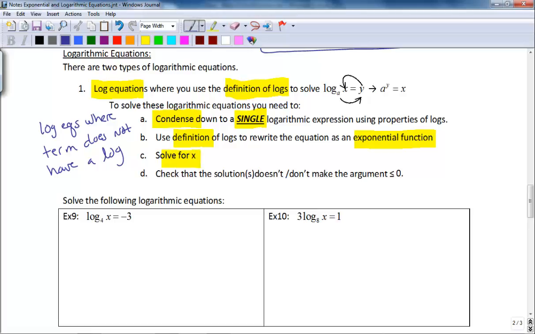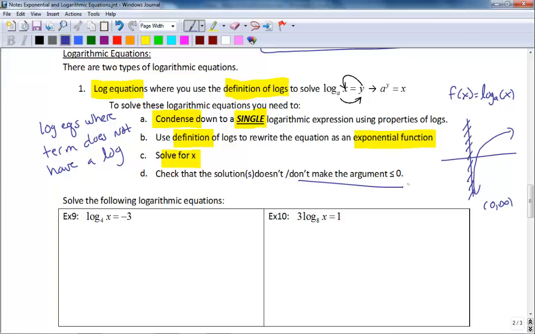And this all comes about from the domain of logs. Recall, logs look like this. If you have f of x equal to the log base a of x, when you graph this, remember it had a vertical asymptote here at x equals 0, and they looked like this. Well, recall that the domain of these functions was 0 to infinity. So x couldn't be a number less than 0. It can't even be 0. 0 is not included in my domain. So that's why you always have to check that your answers don't make the argument something that's less than or equal to 0.